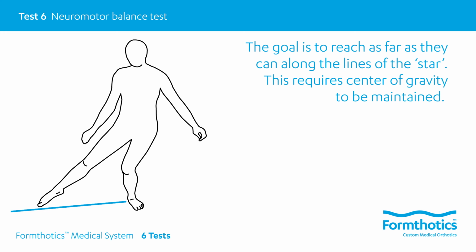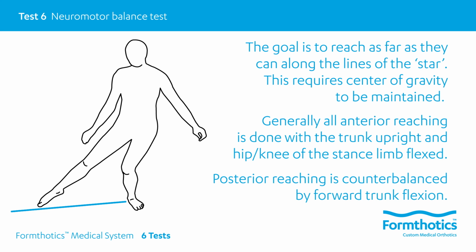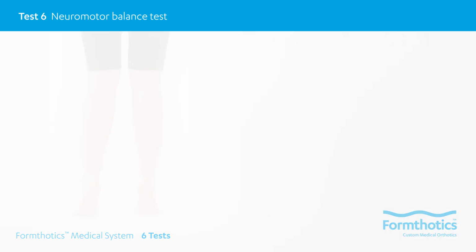Individuals will find the best way to maximize their reach distance, but generally all anterior reaching is done with the trunk upright and the hip and knee of the stance limb flexed, while posterior reaching is counterbalanced by forward trunk flexion most of the time. The clinician is looking for length of reach, balance maintenance, and limb symmetry. Remember to ensure patient safety.